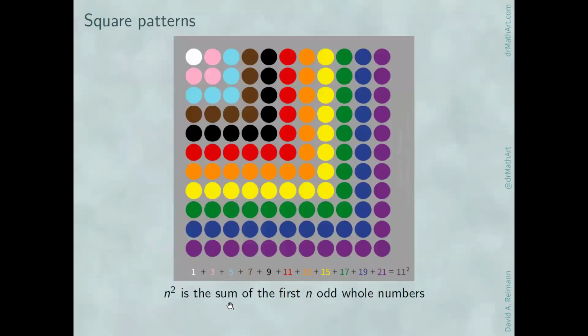So here's a visual that I created to help demonstrate that. Here I have 11 squared, and so I've used 11 different colors. There's one of white, three of pink, five of blue, seven of brown, and so on to 21 of this purple color, giving me 11 squared.